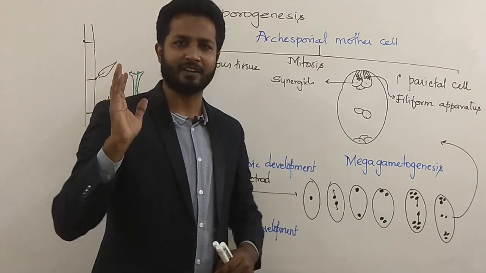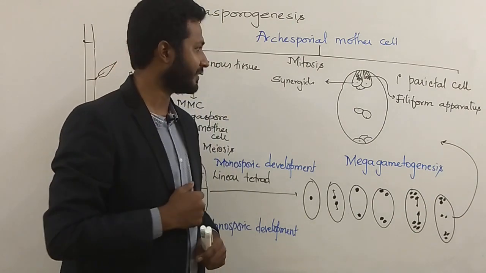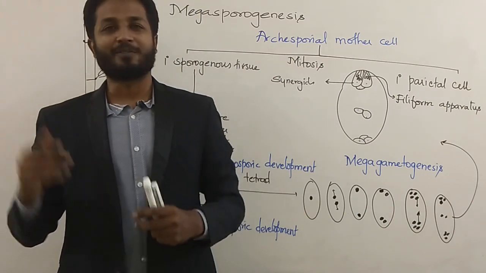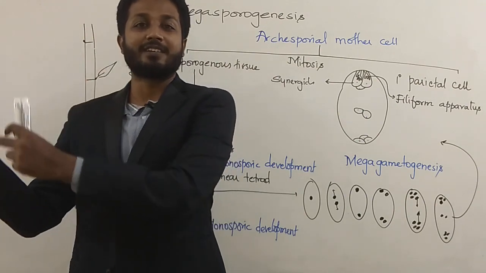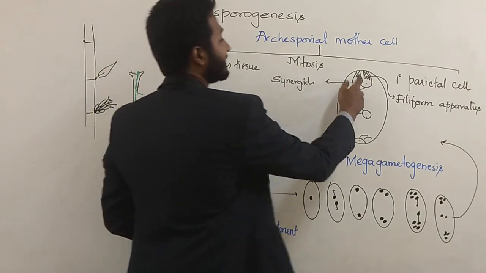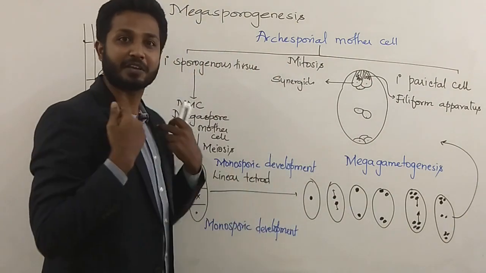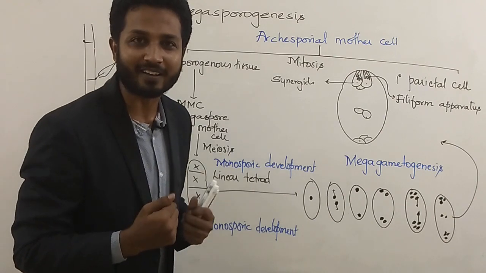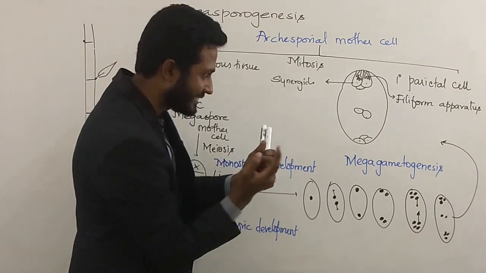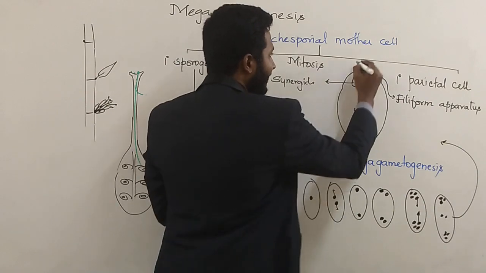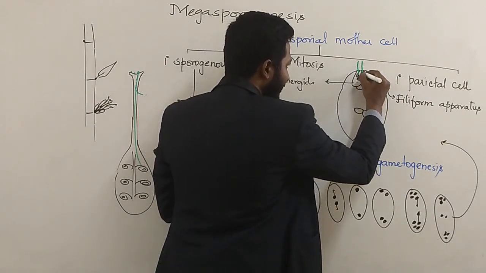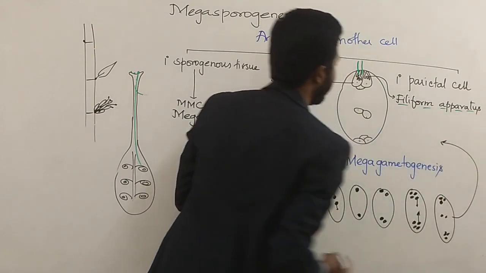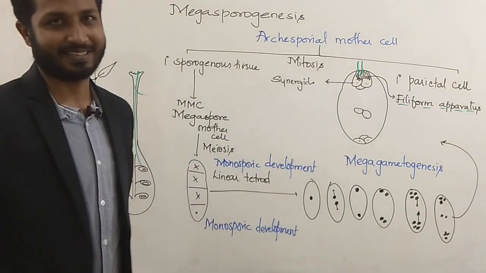Like you must have seen an ad on TV, the Pond's ad. It will come like, "Ye khushbu hai ya jadoo." Okay, one person gets attracted towards that fragrance. So similarly, these structures called filiform apparatus release chemicals. Continuously they release chemicals. These chemicals are doing what? They are attracting the pollen tube. Exactly come here. So the pollen tube is attracted towards synergid cells by specialized structures known as filiform apparatus. So that is the work of synergids.